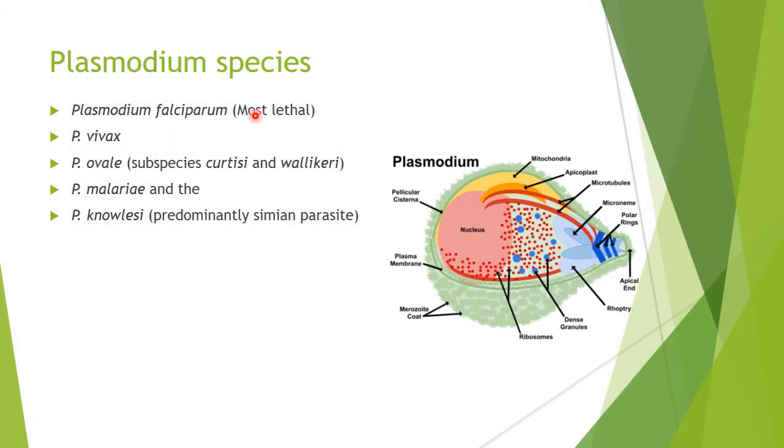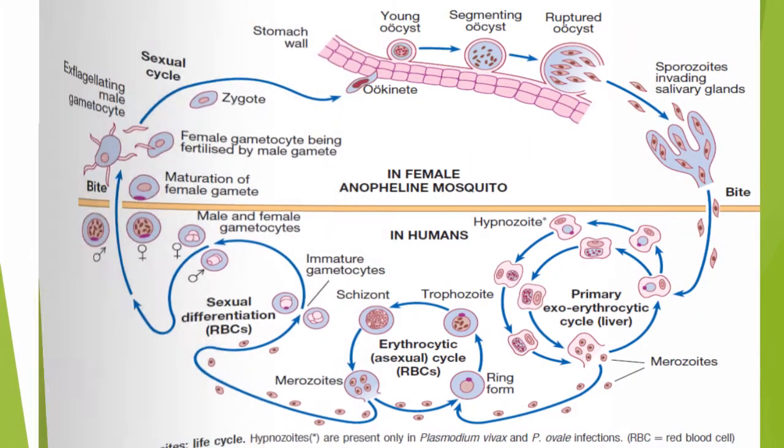So there are five Plasmodium species of interest: Plasmodium falciparum, Plasmodium vivax, Plasmodium ovale, Plasmodium malariae, and Plasmodium knowlesi, which is predominantly a simian parasite.